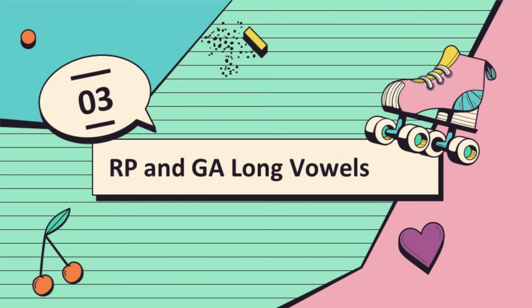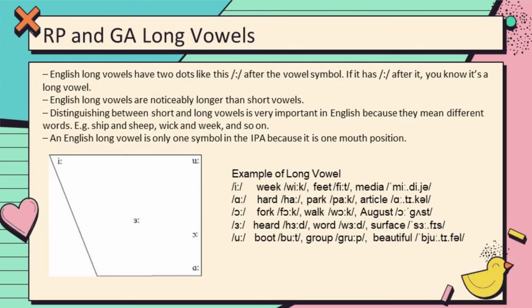Okay, the next is English long vowels. English long vowels have two dots, or it's called a colon, after the vowel symbol. If it has a colon after it, you know it is a long vowel. English long vowels are noticeably longer than short vowels. Distinguishing between short and long vowels is very important in English because they mean different words. For example, ship and sheep, wick and week, and so on.